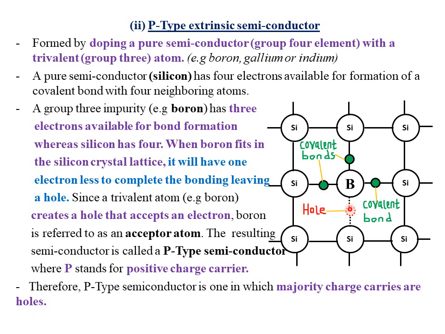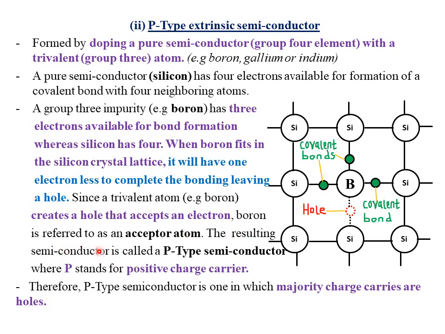So since a trivalent atom or a group 3 atom, for example boron, creates a hole that accepts an electron, it simply means that boron can be called an acceptor atom, or simply put, trivalent atoms are called acceptor atoms because they easily create a hole that accepts an electron.